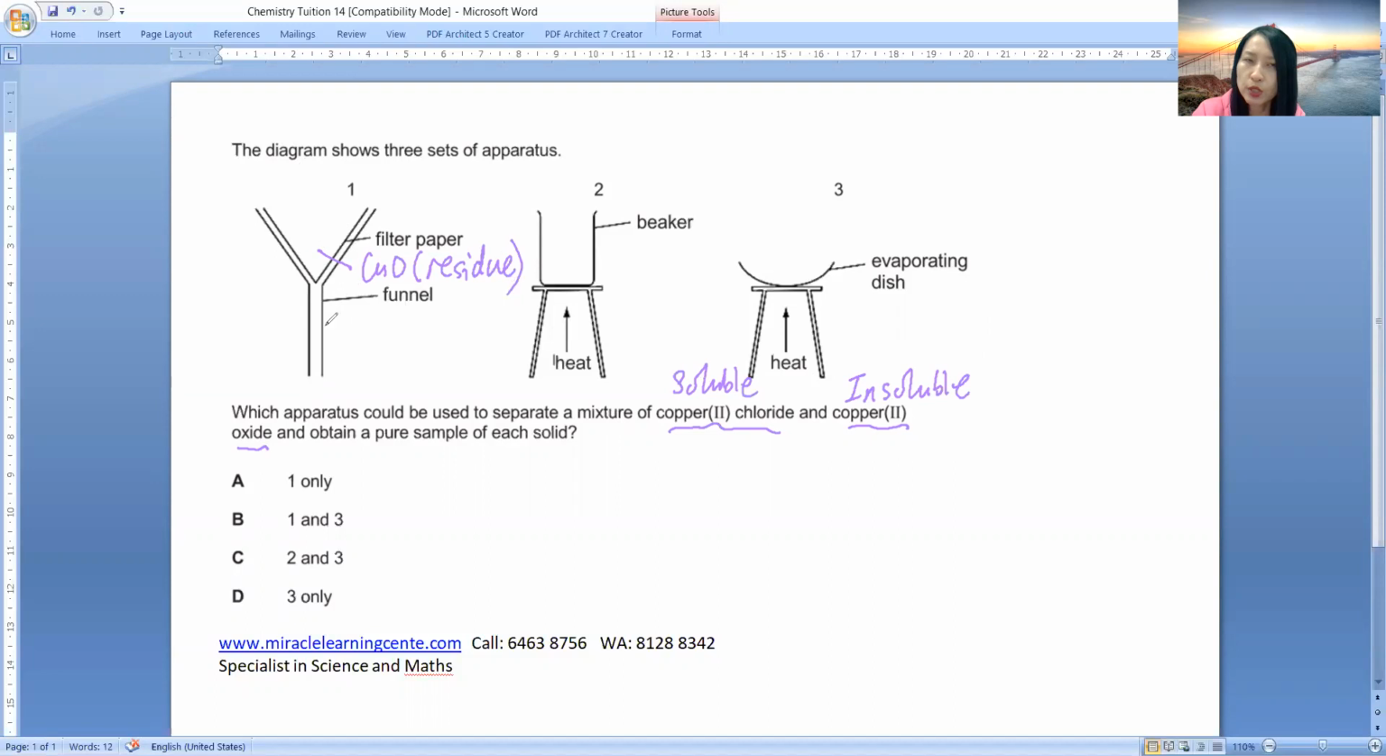You can rinse with distilled water to wash it. And what comes out is the soluble copper chloride, which you use the evaporating dish to collect. Then you can do crystallization to obtain pure copper chloride. So the answer is 1 and 3. You need 1 and 3 to obtain a pure sample of copper chloride and copper-2 oxide.